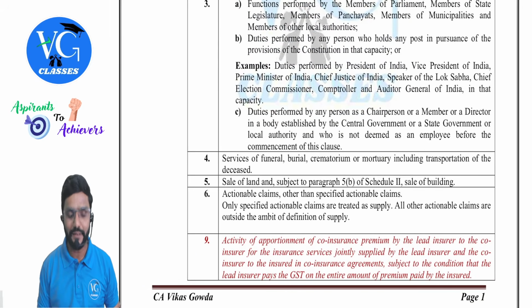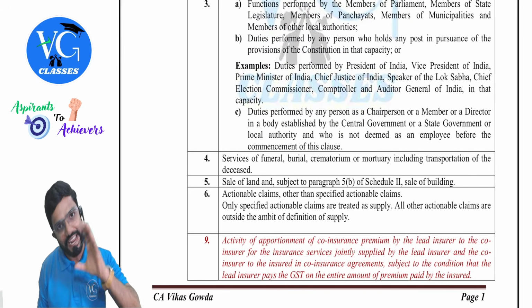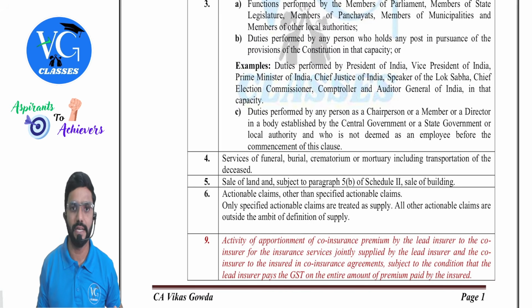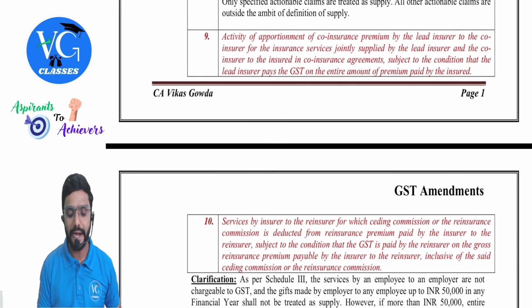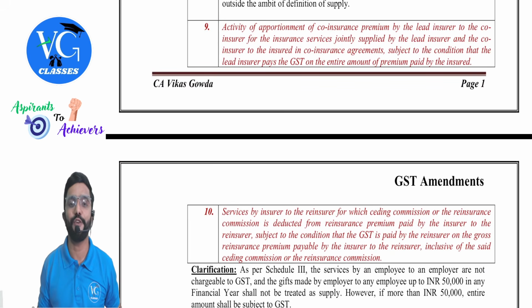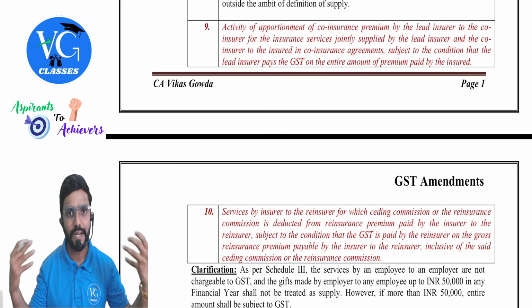Sir, what about 7 and 8, sir? Guys, 7 and 8 is a part of Schedule 3, but it is not covered in intermediate syllabus. So you need not worry. So whatever new items are added now, that is 9 and 10, is it a part of your syllabus? Yes, it is a part of your intermediate syllabus. Okay. So let us understand what it is.